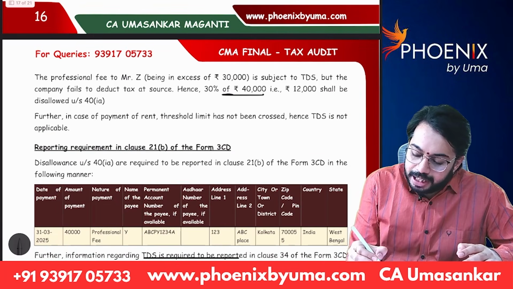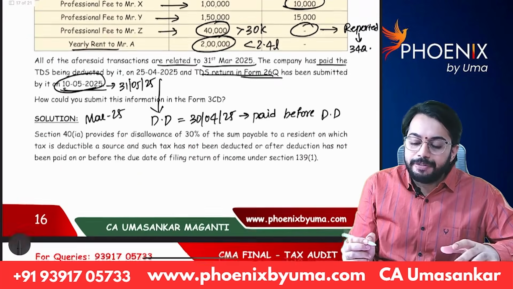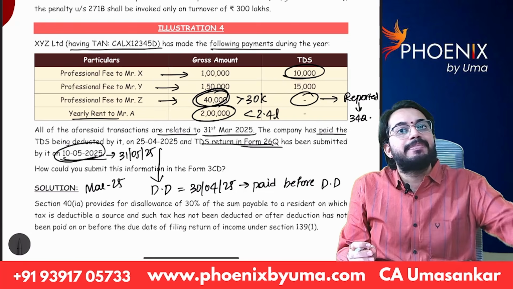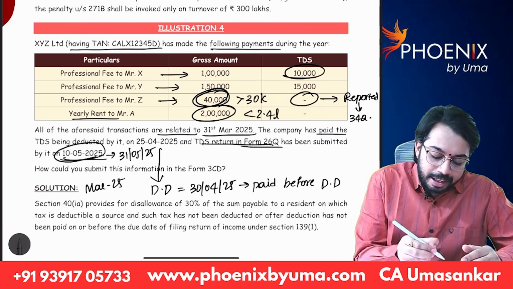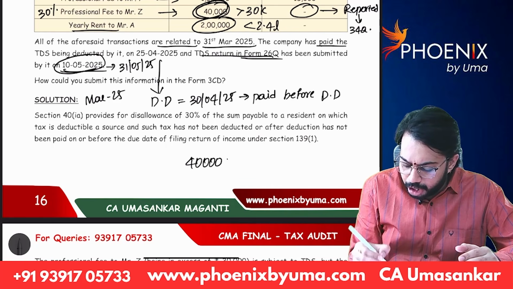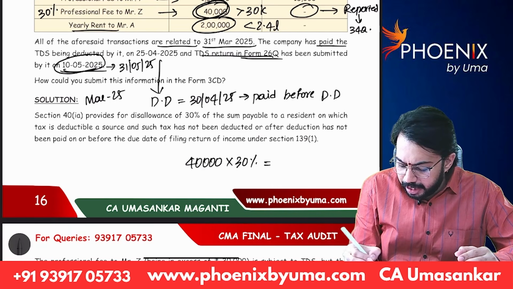On 40,000 TDS was not deducted. If TDS is not deducted, how much is disallowed? If any payment is made to a resident and TDS is not deducted, 30% is disallowed. 40,000 into 30%, how much? 12,000 is to be disallowed.